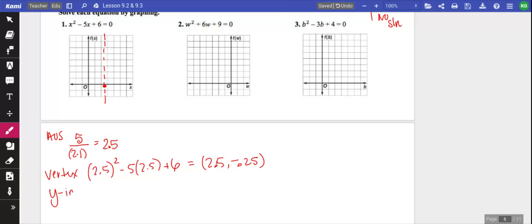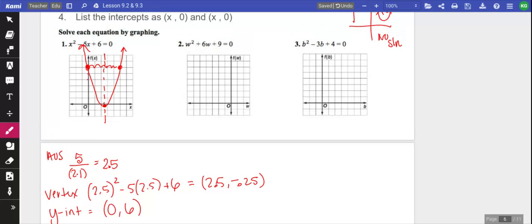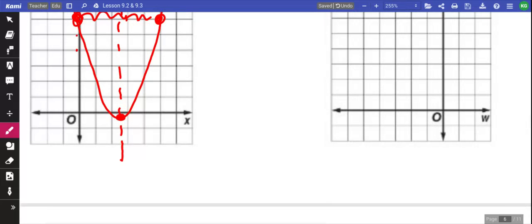Then in order to find my y-intercept, I'm going to cover the x, and that would give me a y-intercept of 6. Mirroring that point across my invisible axis of symmetry gives me this shape of the parabola here. So I need to make a guess at my x-intercepts, and I think they are (2, 0) and (3, 0).